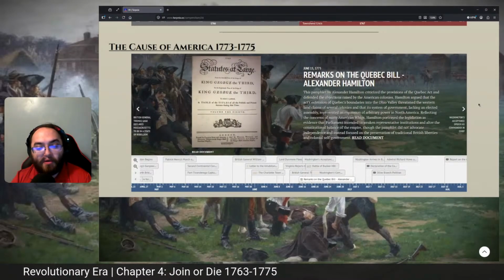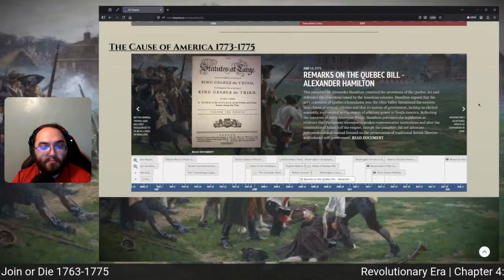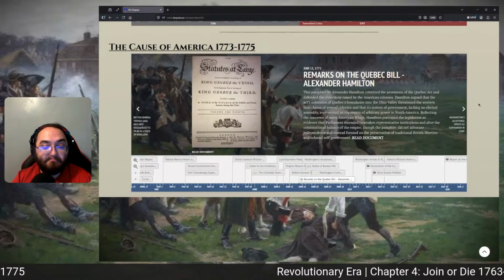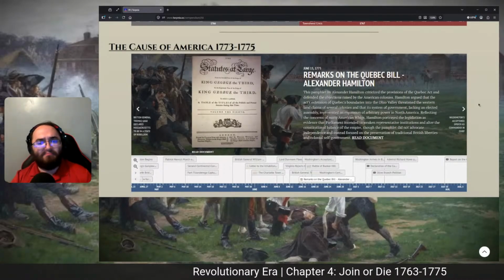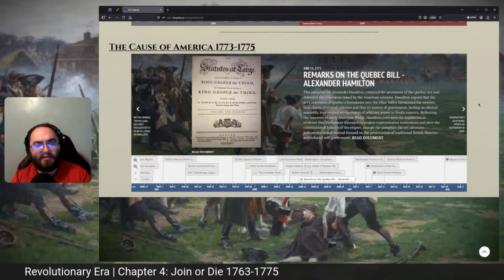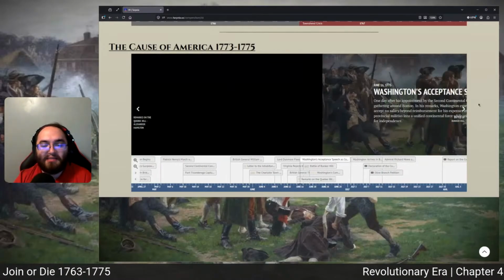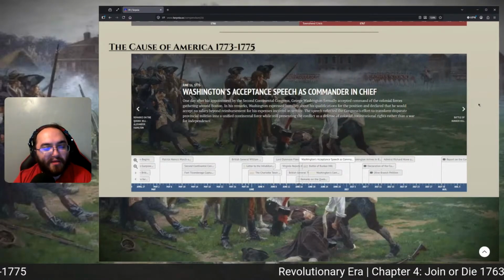Remarks on the Quebec Bill. This is another essay by Alexander Hamilton. So it's interesting. He's not a kid. He's like a young adult. He's in college, and he's writing these political essays, which is kind of cool.